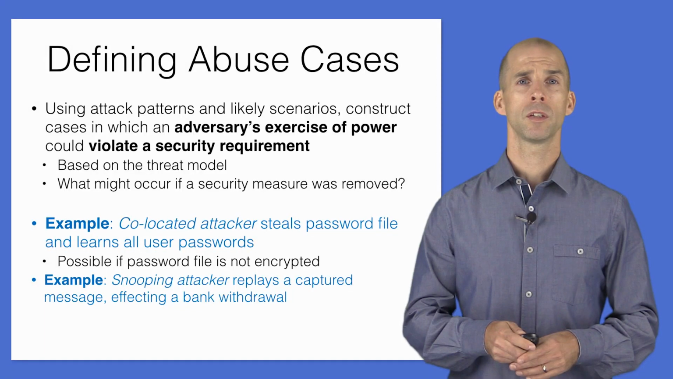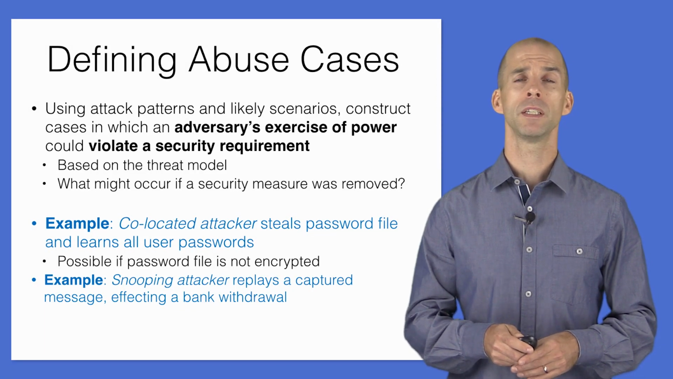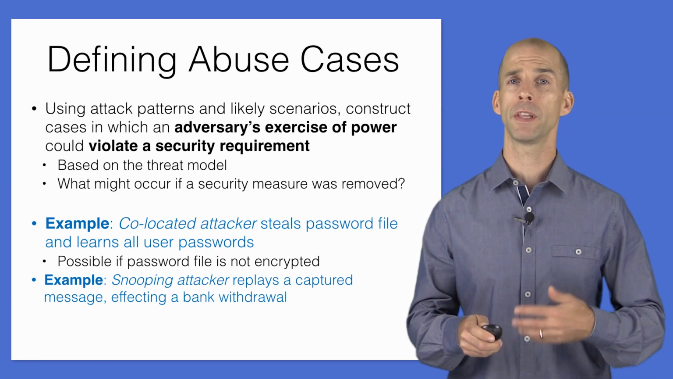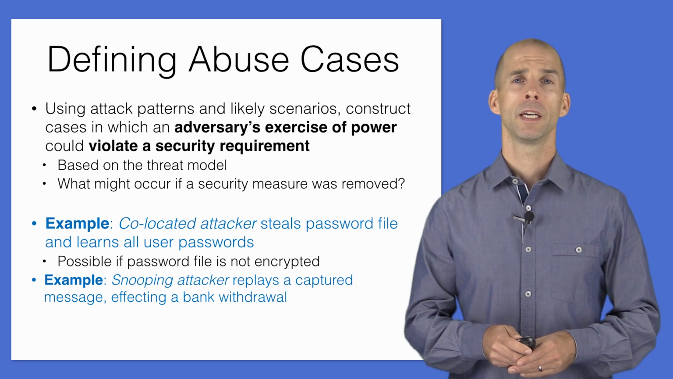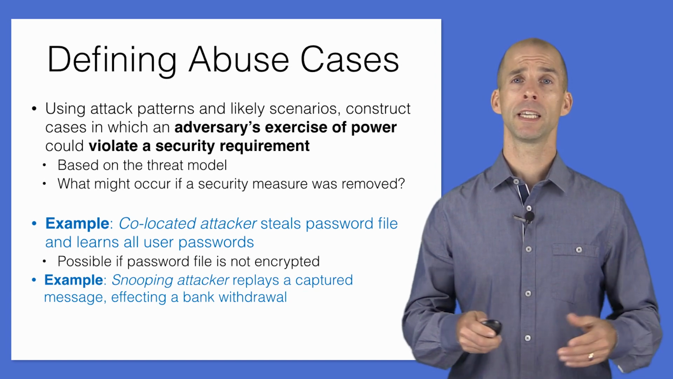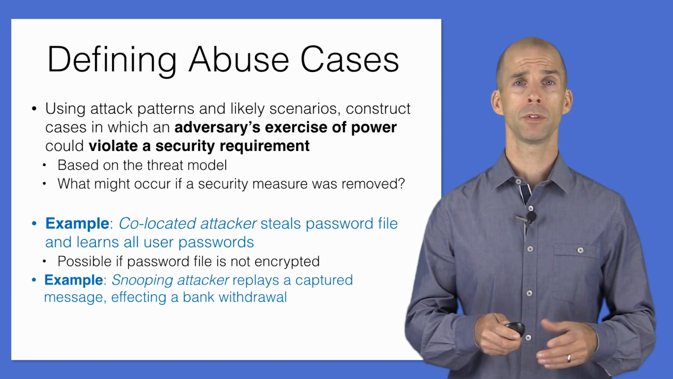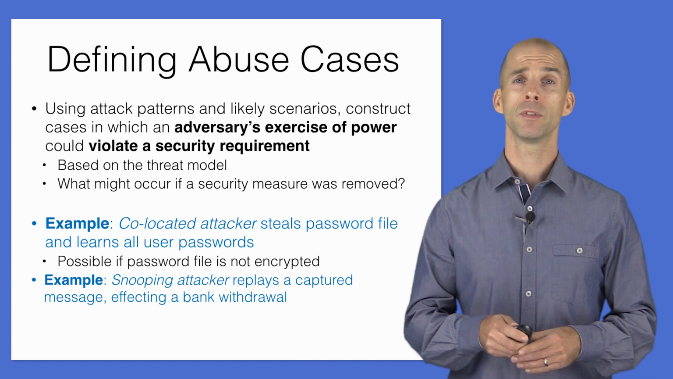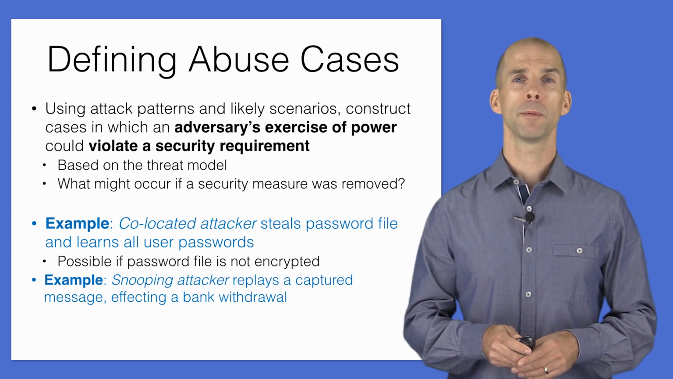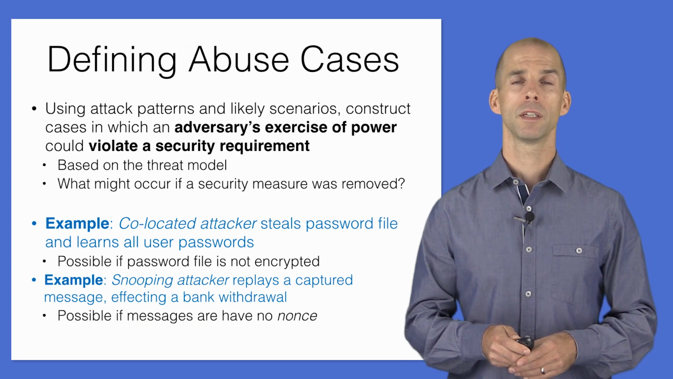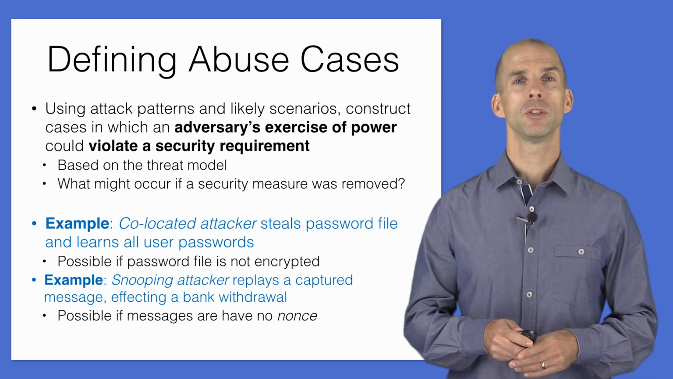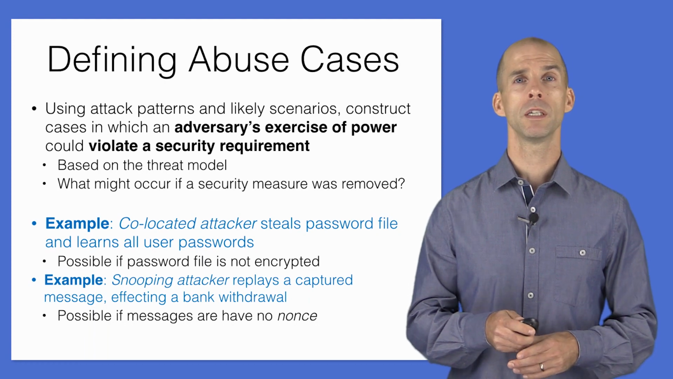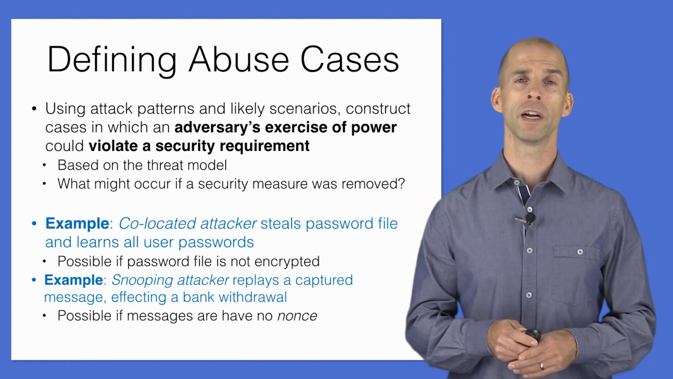Another abuse case might be a snooping attacker that is able to capture a user's message and then replay it. If the banking application cannot tell replayed messages from the originals, then the replay might have negative consequences. For example, it could affect a repeated transfer of funds from an account. Such replayed messages might be prevented by including a nonce or other unique identifier in the message.